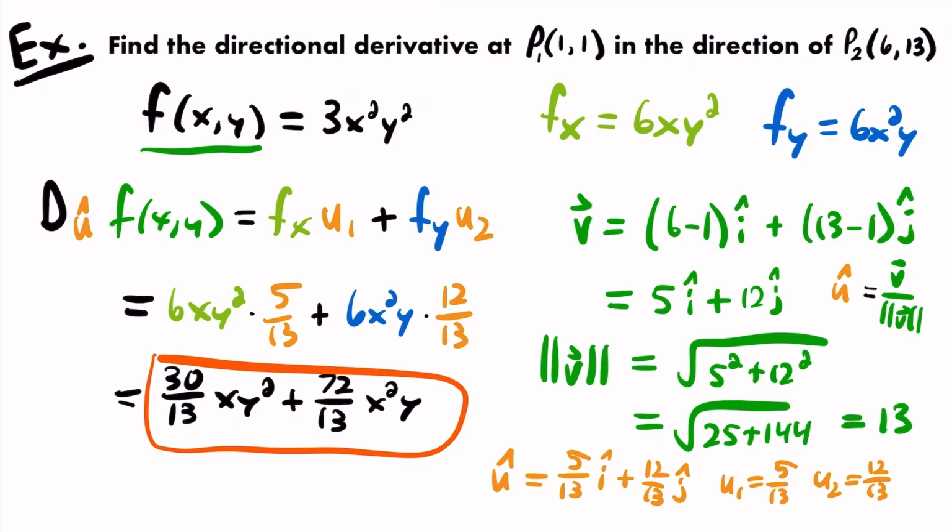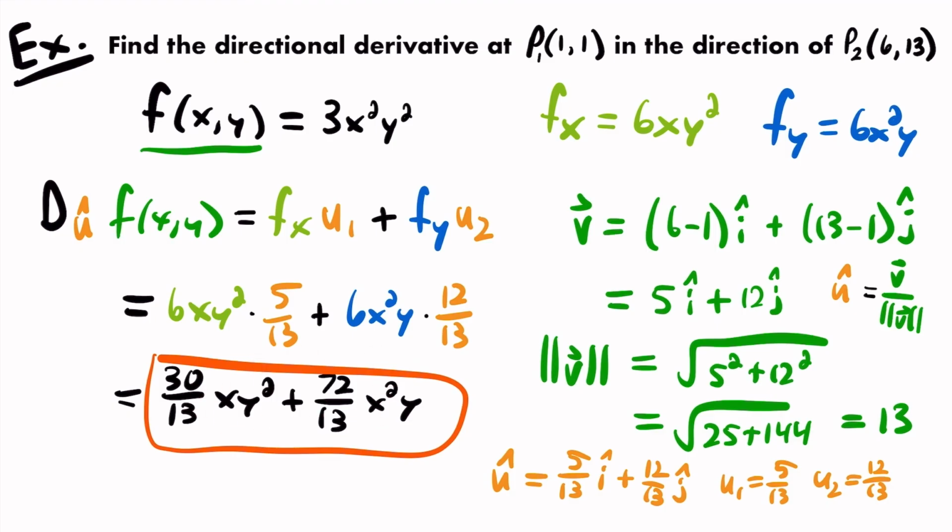But now let's find the specific directional derivative at this point right here, right? We want to find the directional derivative at point P1 with coordinates of 1, 1 in the direction of this other point. So we're not going to evaluate this directional derivative at 6, 13. That's just helping us get the direction for the derivative. We really want to find the slope or the derivative at 1, 1. So those are the values that we will plug in to our directional derivative.